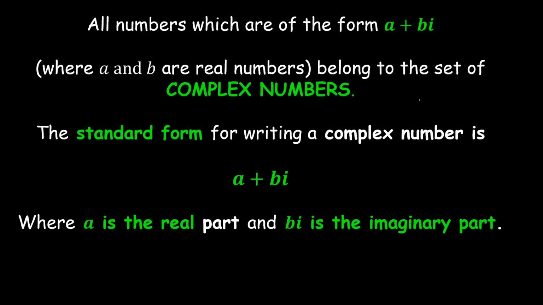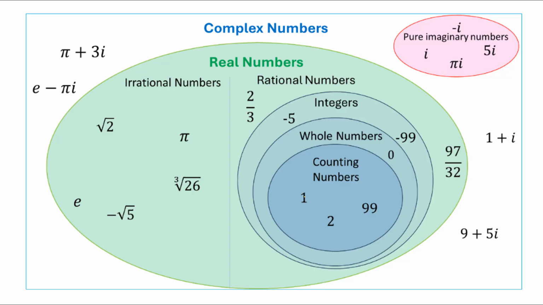Okay, so all numbers which are of the form a plus bi, where a and b are real numbers, belong to the set of what we call the complex numbers. The standard form for writing a complex number is to write the real part first and the imaginary part second. And that is how you have to write them, where a is the real part, b is the imaginary part. All right, so these are now all the numbers that you've worked with since you started doing math.